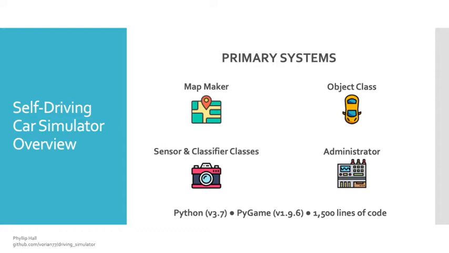The sensor class simulates physical sensors and provides information to the car about its environment. Classifier class objects simulate the processing of sensor data and provide the classification, location, and instructions that allow the car to deal with the objects it encounters on roads. The administrator is the main processing unit of the simulator.